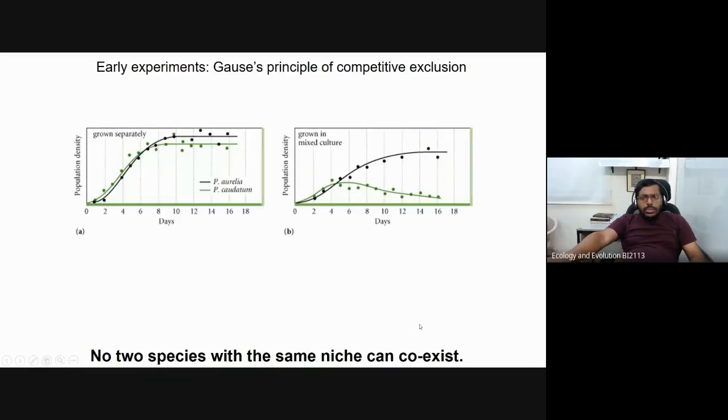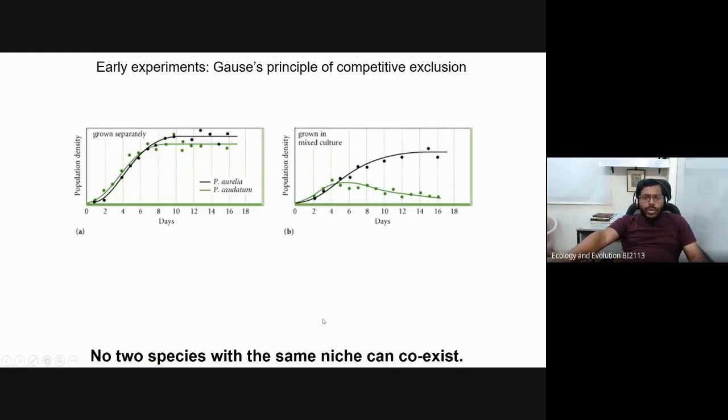Now, this principle has been pretty influential in the field of ecology. And again, this is one of those null principles. Well, not exactly a null principle, because this actually happens many a time. But many a time the subject ends up proceeding by trying to understand why two species are able to coexist even though their niches look completely overlapping.